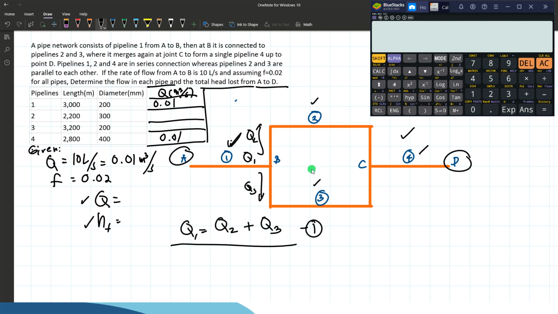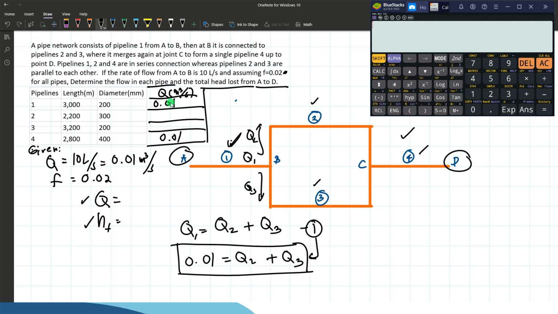We also have a given frictional factor for each pipe, 0.02, so we can consider that later on. 0.01 is equal to Q2 plus Q3. This is your equation 1.